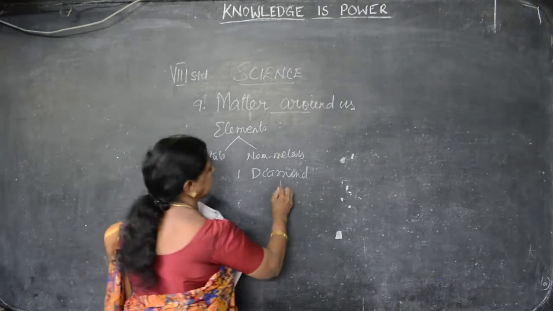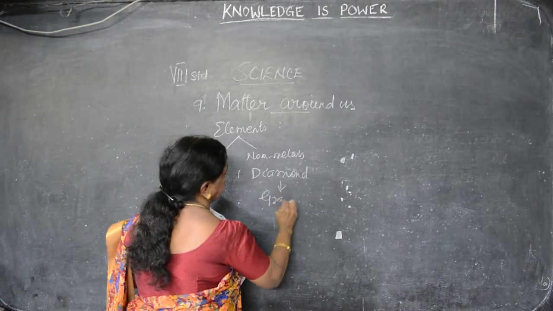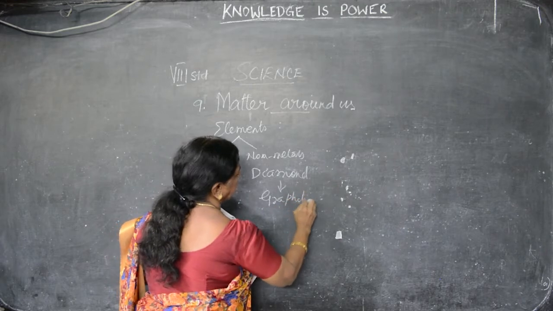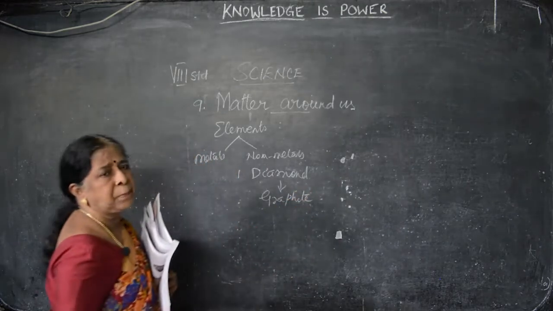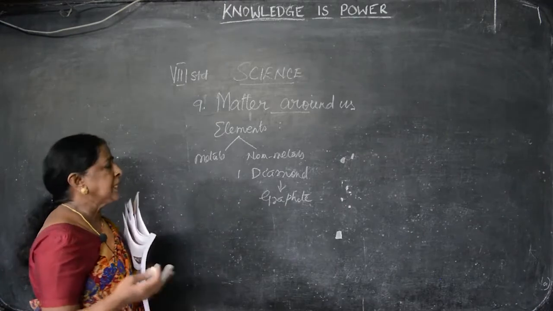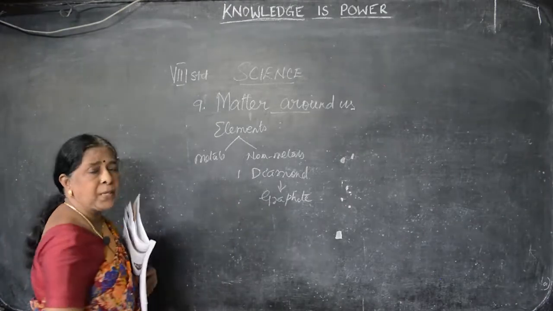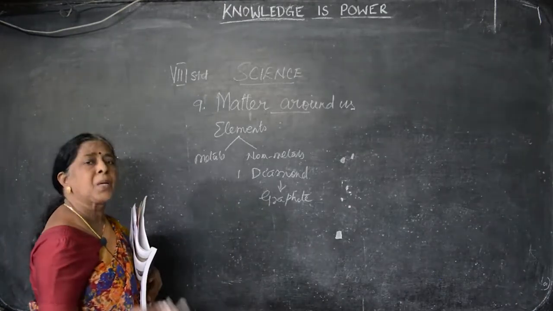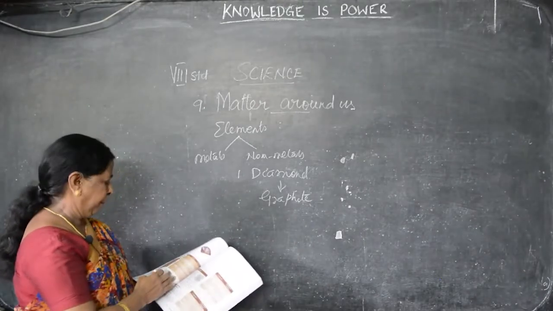One of the forms of carbon is graphite. This is used for practical purposes. When you are making something, this one is used as an anode or cathode, that is a negative electrode or a positive electrode, we can use that.